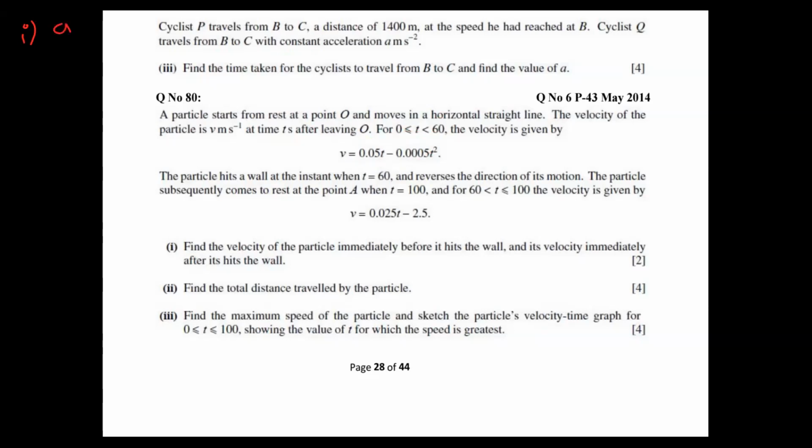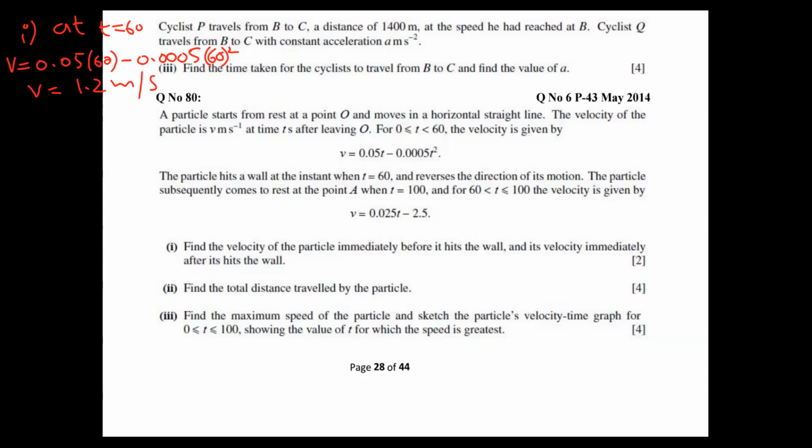So at t = 60, I'll use the above formula: 0.05 times 60 minus 0.0005 times 60 to the power 2. When I solve it, the answer I'm getting is 1.2 meters per second, a positive answer. It means at 60, it's still going away because the answer is positive. And this is just before hitting.